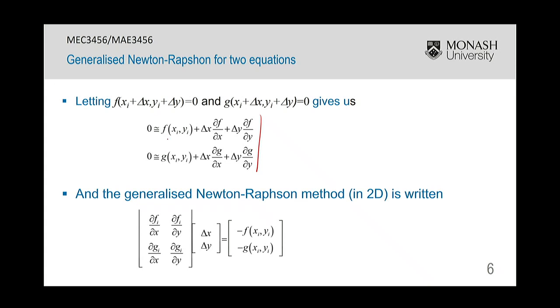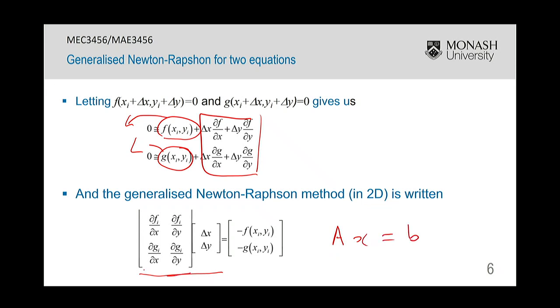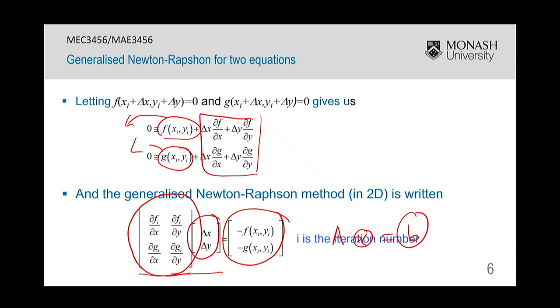So, if we move that term to the left-hand side, we can easily write this term here in the following form. That is a matrix equation A x is equal to b, where the matrix A is given by this set of derivatives. The unknown vector x is the delta x, delta y increment, and the right-hand side are negative the function values. This looks very, very similar to the Newton-Raphson method, except now it's a matrix equation. i is the iteration number.